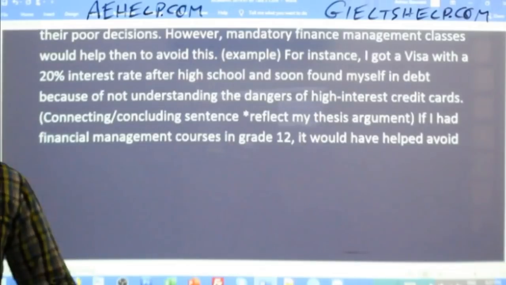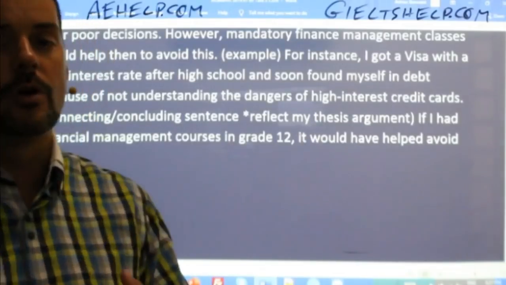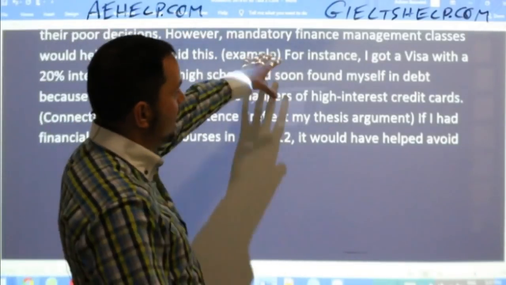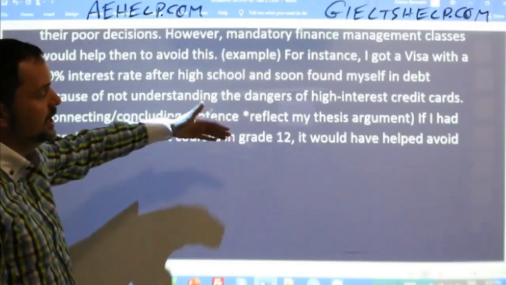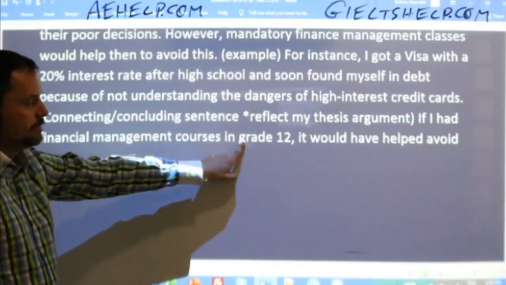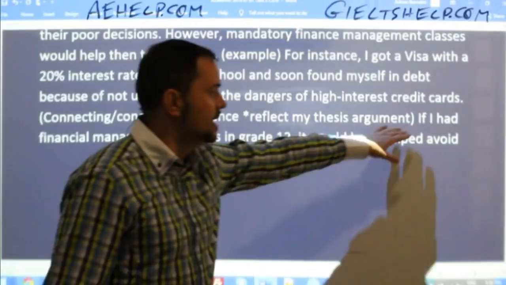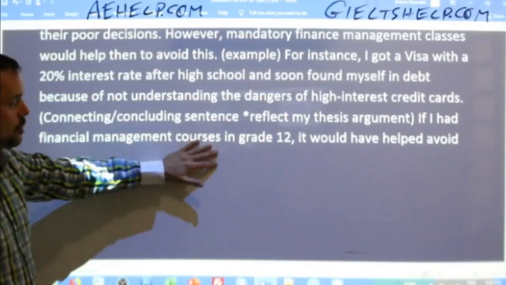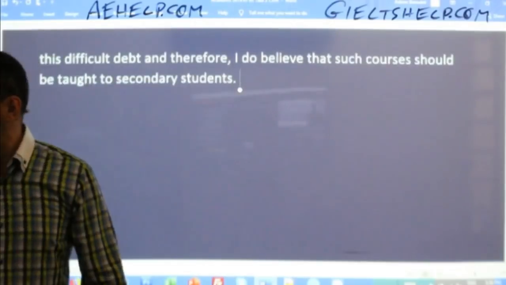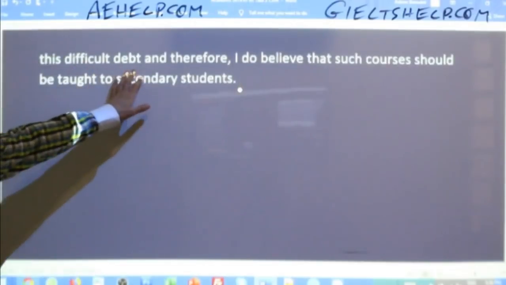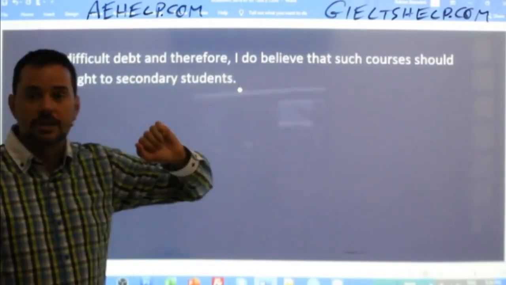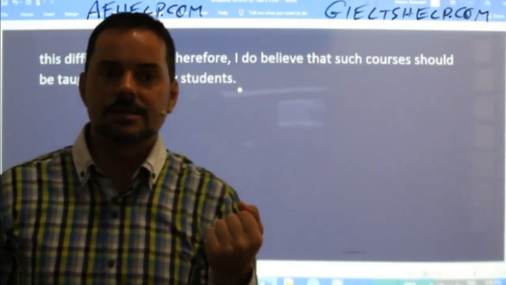So this is kind of a useful skill for those of you who are writing well and quickly, connecting your different elements in your body paragraph. So here I'm using my example idea to create my connecting and concluding sentence. If I had financial management courses in grade 12, it would have helped avoid this difficult debt, and therefore I do believe that such courses should be taught to secondary students. Does that make sense, how I just did that?